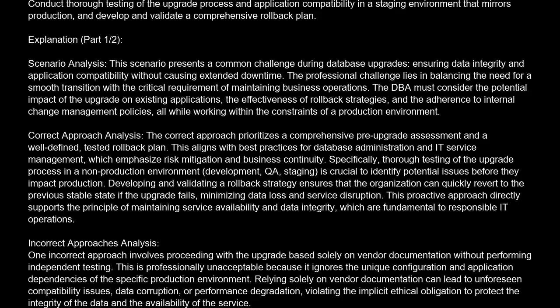The correct answer is A. Conduct thorough testing of the upgrade process and application compatibility in a staging environment that mirrors production, and develop and validate a comprehensive rollback plan.